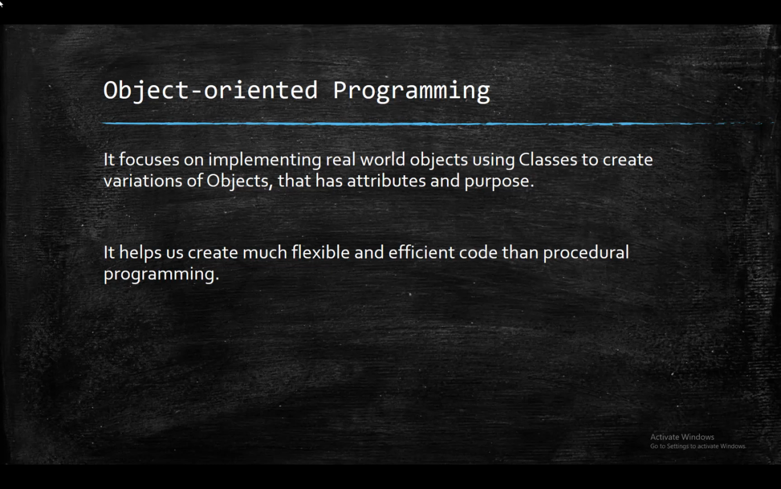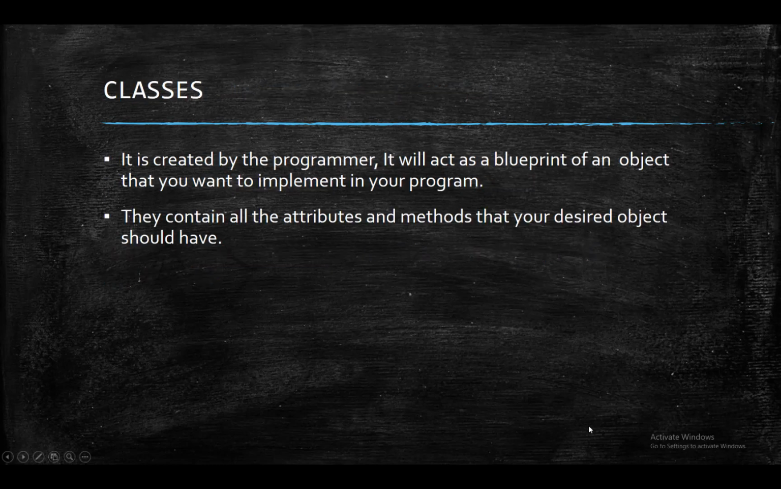So, if you say procedural programming, it's a computer programming language that follows in order a set of commands. So, now what is classes? It is created by the programmer. It will act as a blueprint of an object that you want to implement in your program. So, in your classes, we have to create a class, and then let's put all the attributes there and method nga unsa atong ipabuhat sa atong object. Okay, so they contain all the attributes and methods that your desired object should have. Later on, gonna create a classes.